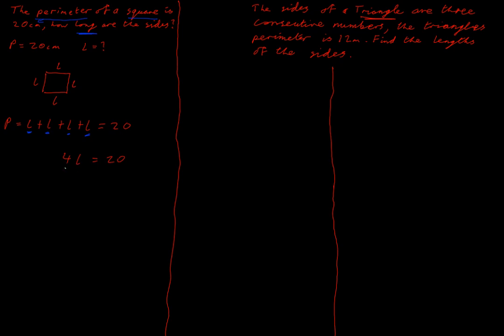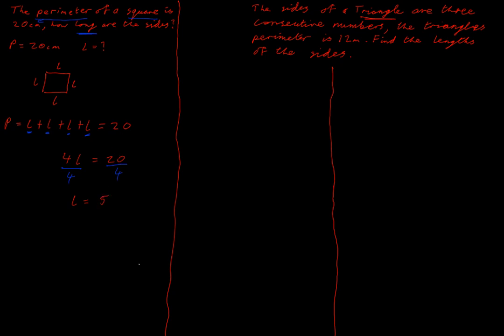I want 1L. So that means if I divide this side by 4, I'll get what I want. I'll have L on the left-hand side. But remember my balance. Remember my weighing scales. If I've divided this side by 4, to keep the balance, I'd have to divide this side by 4. Do the same thing to both sides. And when I do that, I get 5.